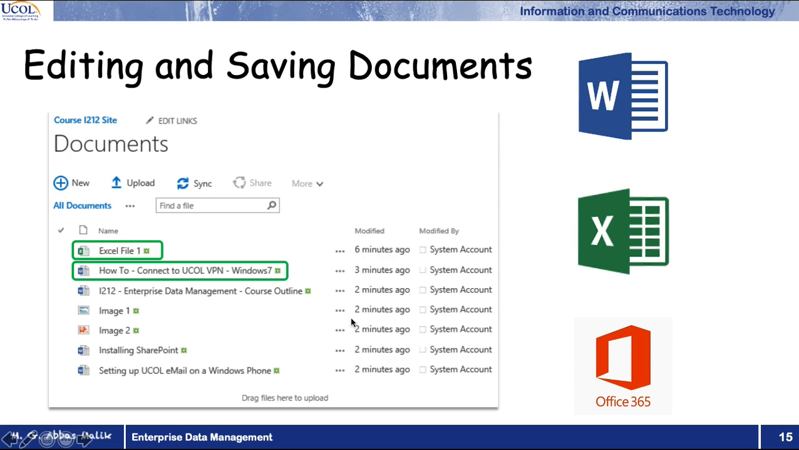But let's see. I will show you how we can configure it with Office 365. All of you have Office 365 from the UCOL account. You can access those applications and so on. So we can configure these Office applications with our SharePoint so that whenever we edit different files, it automatically saves into our document library.